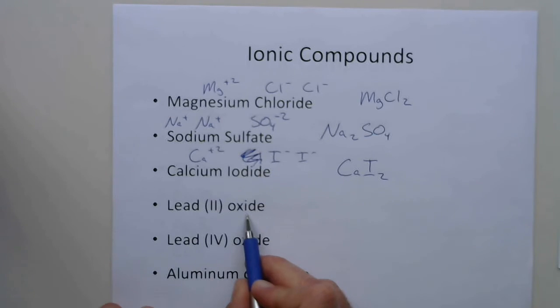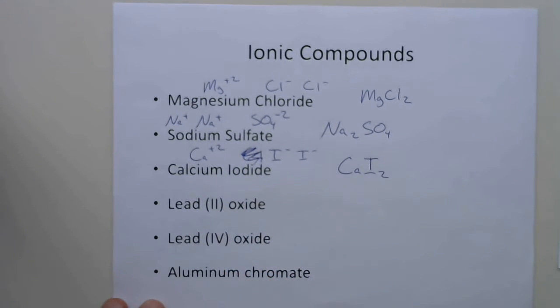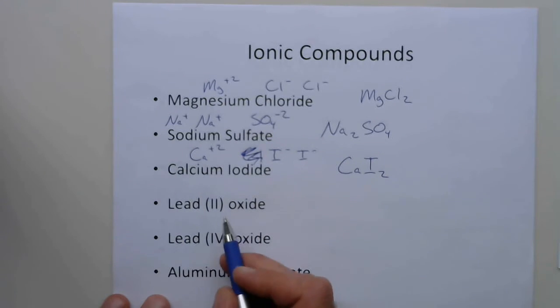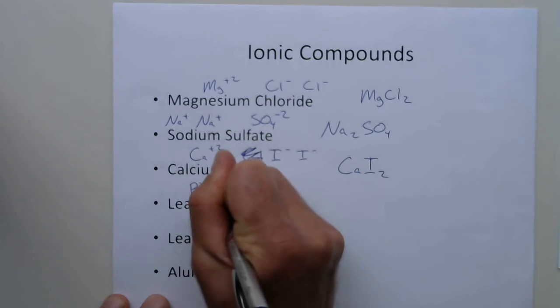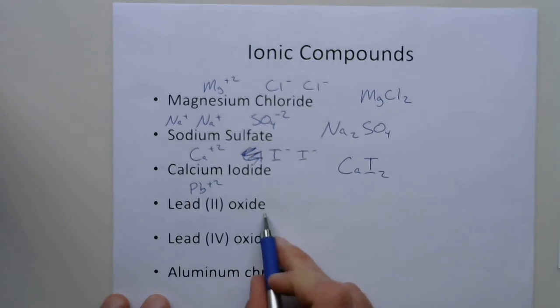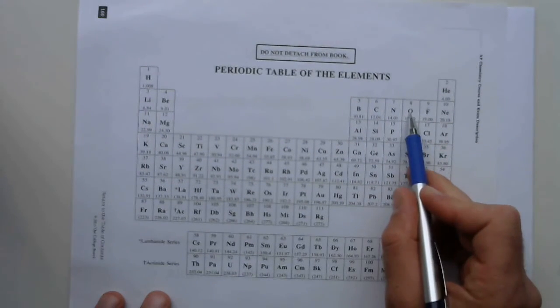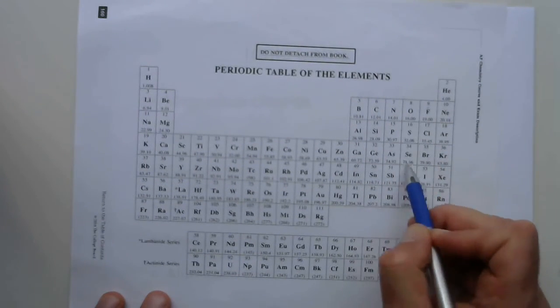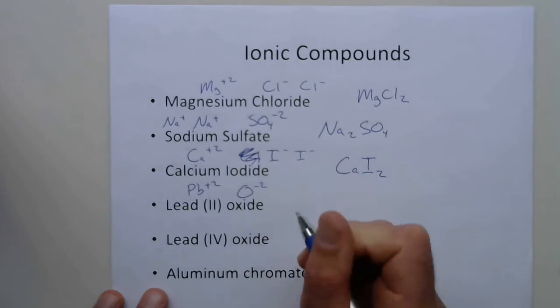Lead-2 oxide. The Roman numeral there is given because lead is a transition metal and it can have different charges. This one's lead-2. It doesn't mean that there's 2 leads. It means that the charge of each lead is +2. Oxide comes from oxygen. So look at oxygen on the periodic table. Right here, we know that these all have a -2 charge when they form ions. So oxide is a -2 charge.